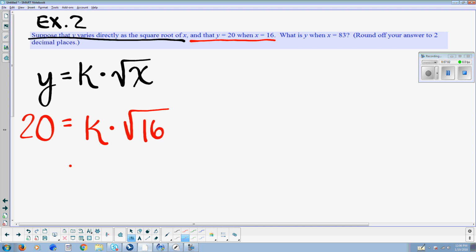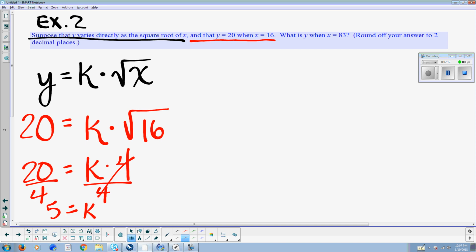So we know that the square root of 16 is 4. So I divide by 4 on both sides, and k is 5. So I have now found in step 2 that my constant of variation is 5.